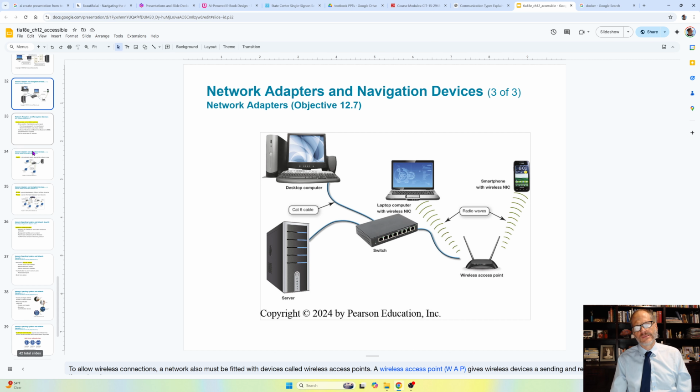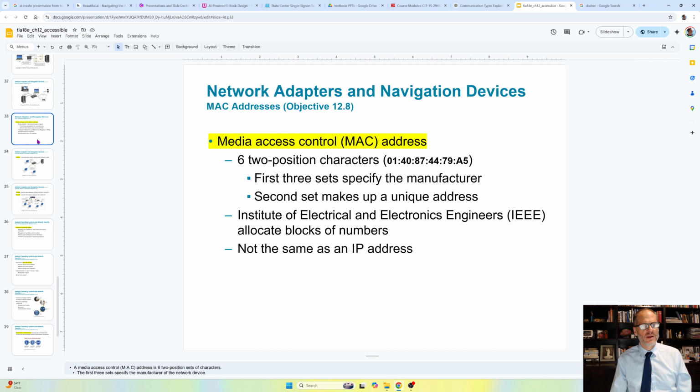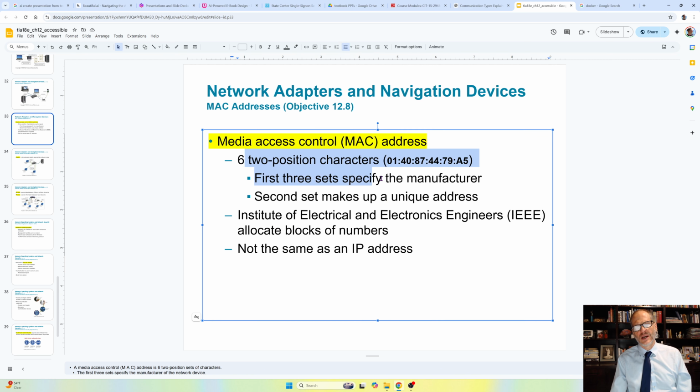So what else do we have here, ladies and gentlemen? We've got just another picture of a network here, and things connect to the network. And then every computer has a MAC address. This is kind of like a social security number, which uniquely identifies every American. A MAC address uniquely identifies every computer.